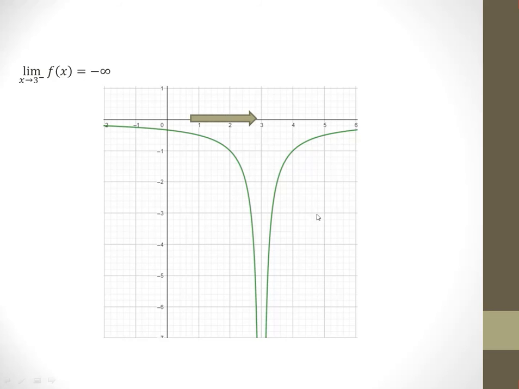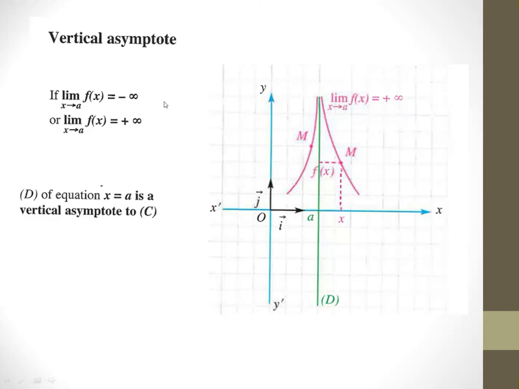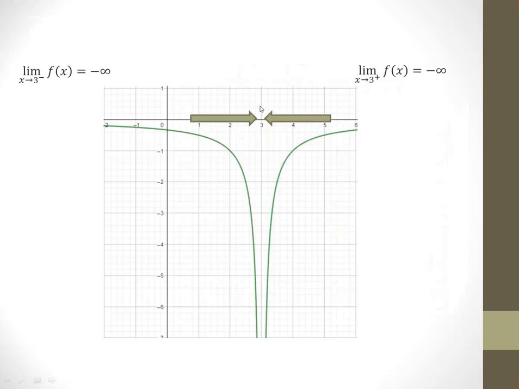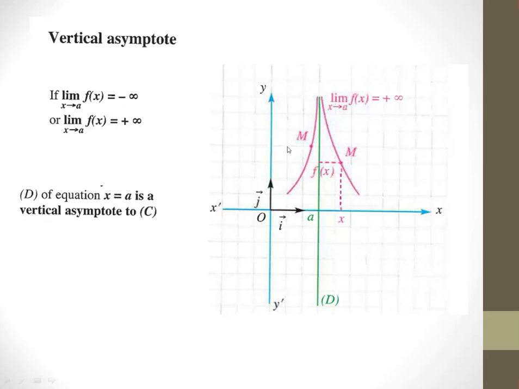In this case, when x tends to 3 minus, it is minus infinity. Also as x tends to 3 plus, it is minus infinity. This is the vertical asymptote case that we talked about here. In this case, x equals 3 is a vertical asymptote. In this case, x equals a is a vertical asymptote.